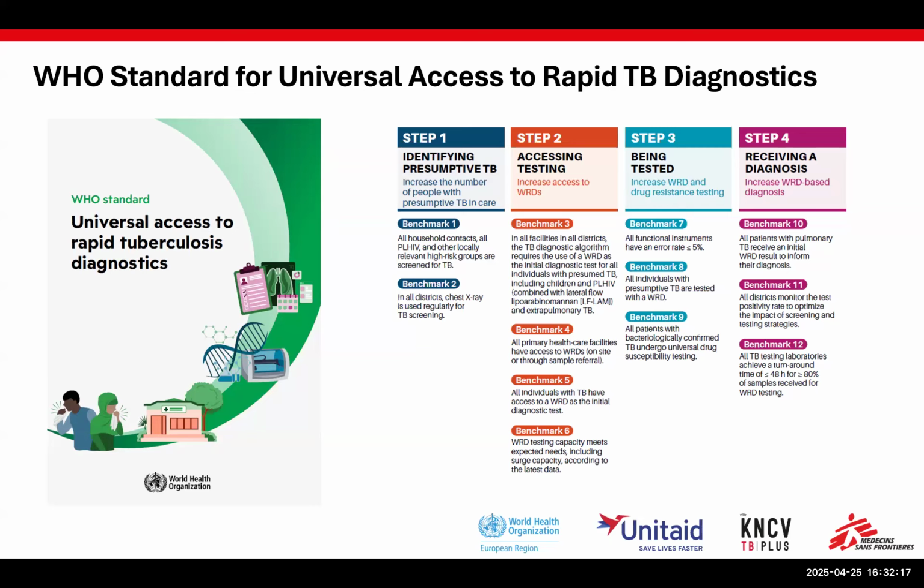Step 4 includes another 3 benchmarks. So these are the benchmarks related to persons receiving a diagnosis, where benchmark 10 is all patients with pulmonary TB receiving an initial WRD result to inform their diagnosis. Benchmark 11 is all districts monitoring the test positivity rate to optimize the impact of their screening and their testing strategies. And benchmark 12 is all testing laboratories achieve a turnaround time of less than or equal to 48 hours for greater than or equal to 80% of samples received for WRD testing to ensure timely diagnosis.